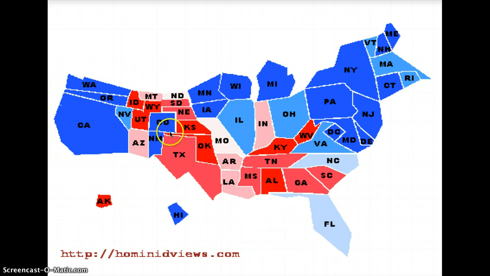You also might know that some states are blue or purplish or light or red or light red. The more blue, the more likely they vote Democratic. The more red, the more likely they vote Republican. And those states that are kind of in the middle, maybe, are one of those swing states.